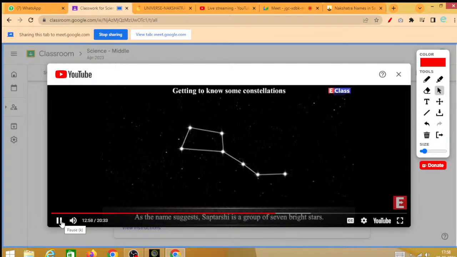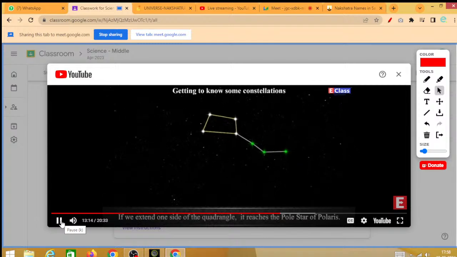As the name suggests, Saptarshi is a group of 7 bright stars. It is in the shape of a quadrangle with a tail made up of 3 stars. It thus resembles a kite and can be easily recognized. If we extend one side of the quadrangle, it reaches the pole star or Polaris. Different countries have different names.